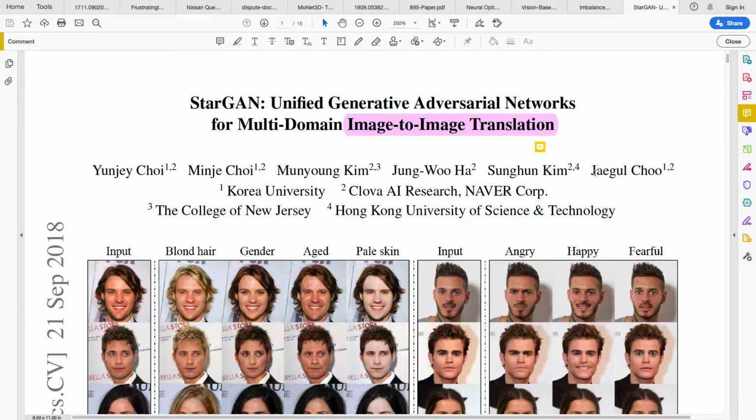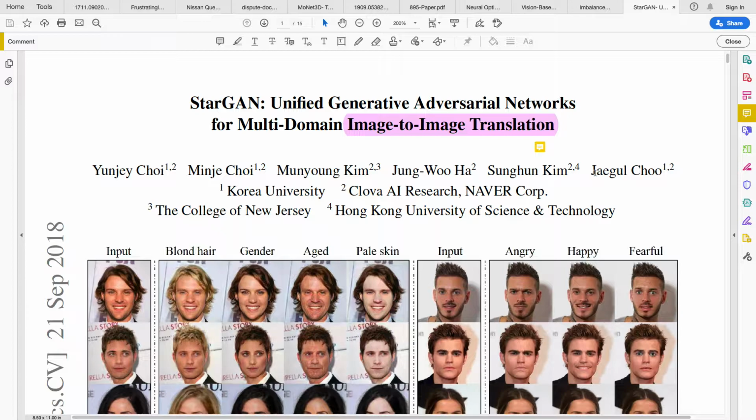To another interesting paper in deep learning, and that is StarGAN, Star Generative Adversarial Network. I believe we discussed generative adversarial networks sometimes. We may want to look into our channel for that. So this is Unified Generative Adversarial Networks for multi-domain image-to-image translation.